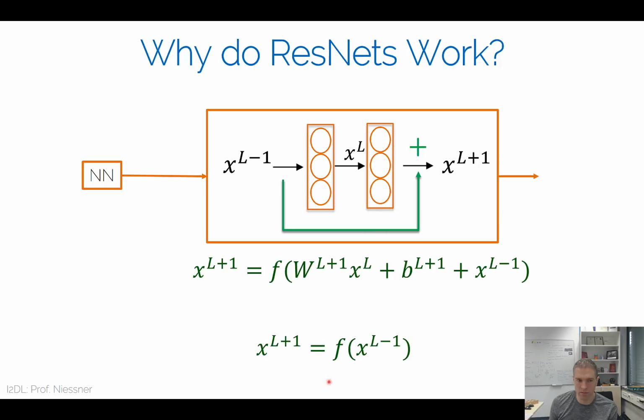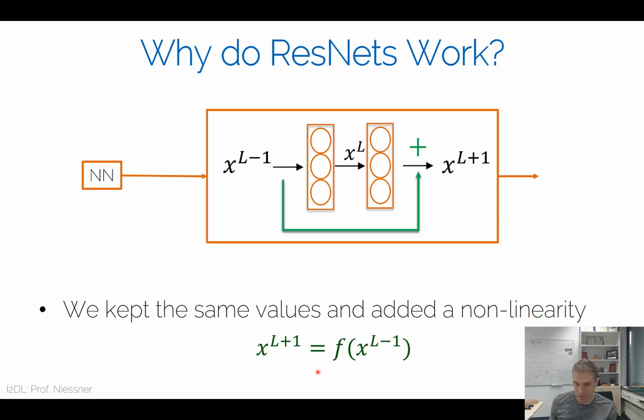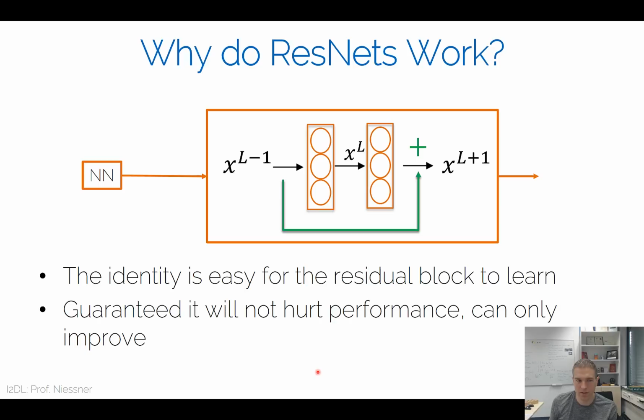If this comes out of an activation, then this one is also the identity, by the way. This activation in this case wouldn't change anything if there was a ReLU beforehand, since two ReLUs in a row wouldn't make a difference. And again, if this one is zero, then this one doesn't do anything. The idea here is we keep the same values and add the nonlinearity, and if the nonlinearity is there, it doesn't do anything. So this is just an identity. The identity is easy for residual blocks to learn. That's the high-level intuition behind that. And worst case, this layer here in the middle doesn't do anything. Worst case, it's completely bogus.